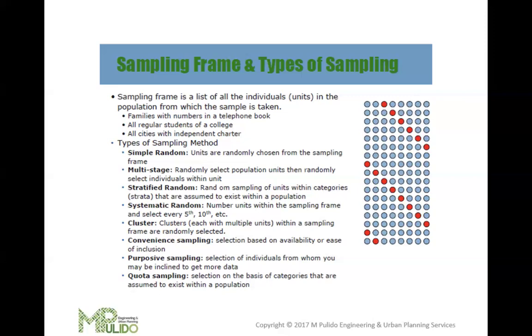Then we have all regular students of college, all cities with independent charter. It is just showing the different sampling methods. Simple, when units are randomly chosen from the sampling frame; multi-stage, so randomly select population units, then randomly select individuals within units; then stratified, systematic, clusters, and purposive, quotas.